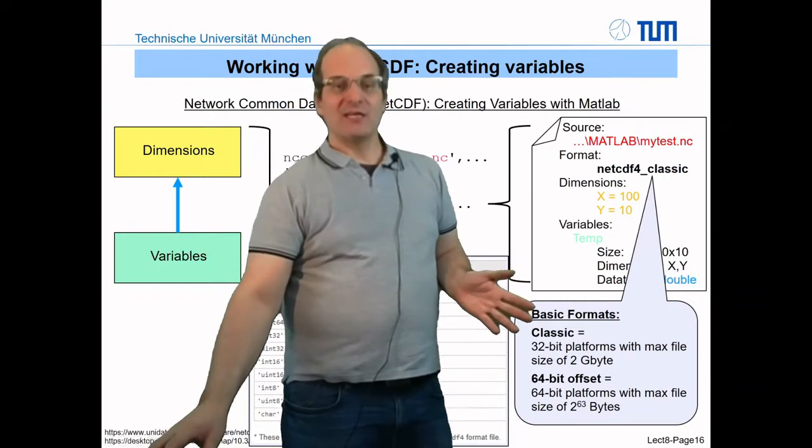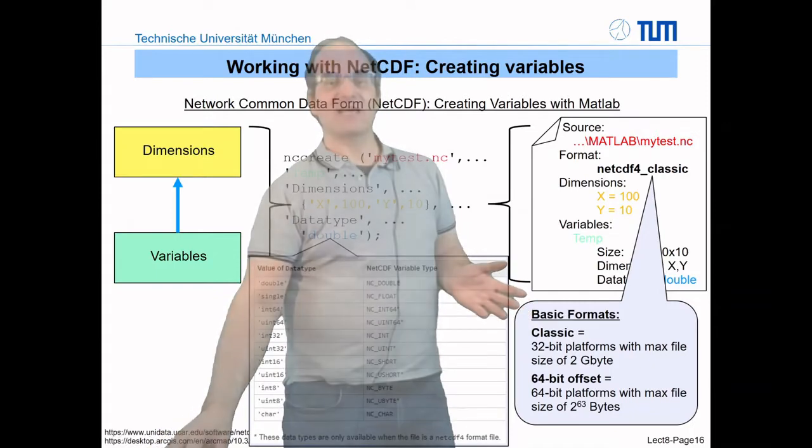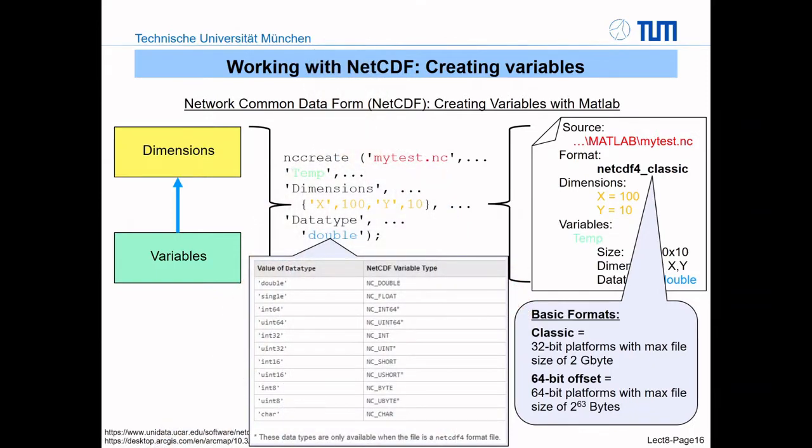And then you have different data types here. If I show you the data types, you can select double, single, int64, unsigned int64, int32, unsigned int32, int16, unsigned int16, int8, unsigned int8, and character. These formats you should know from the lessons about binary systems, because we use this also for reading altimetry data. So it's the same as what you know.